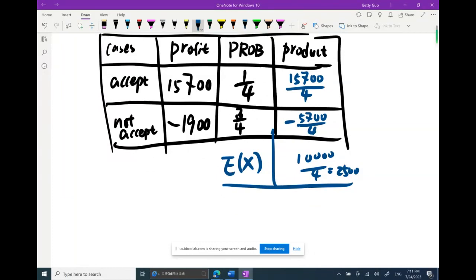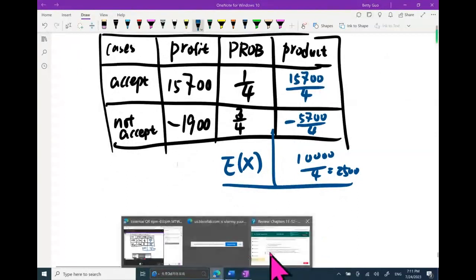This is 15,700 over 4. And that is negative 3,700 over 4. 10 grand divided by 4. Yeah, it's correct. 2,500.